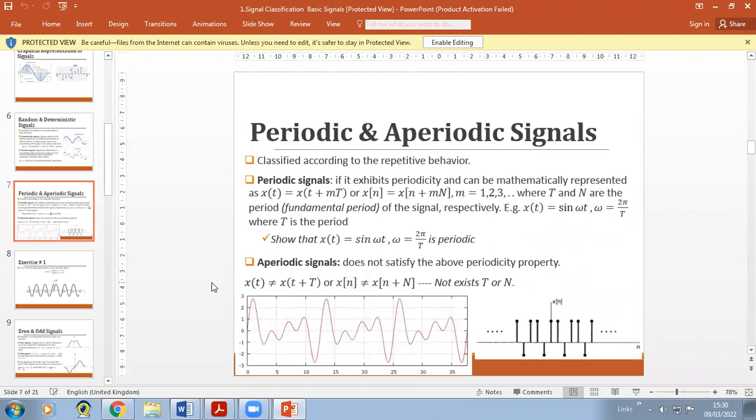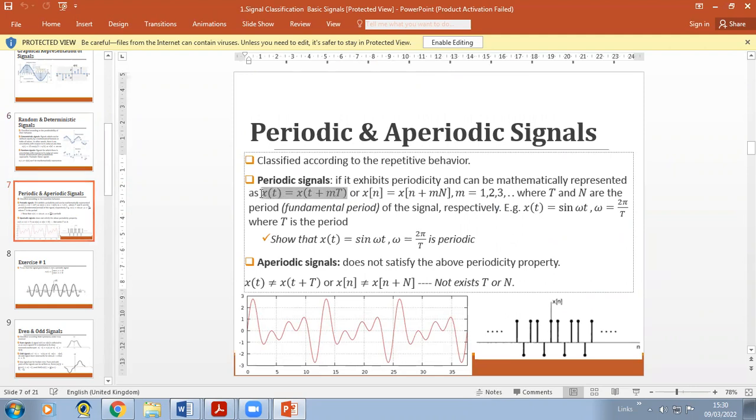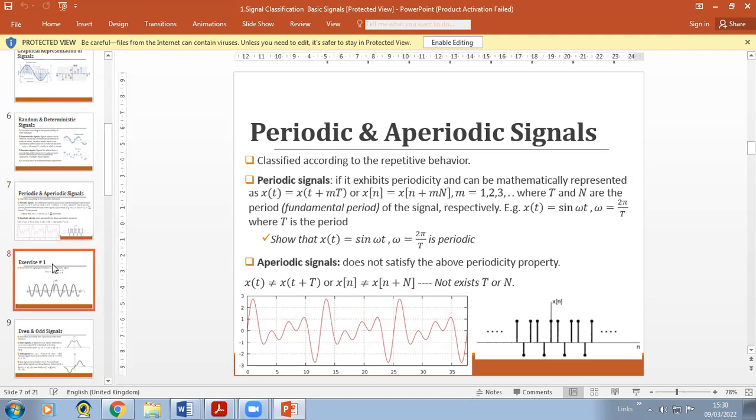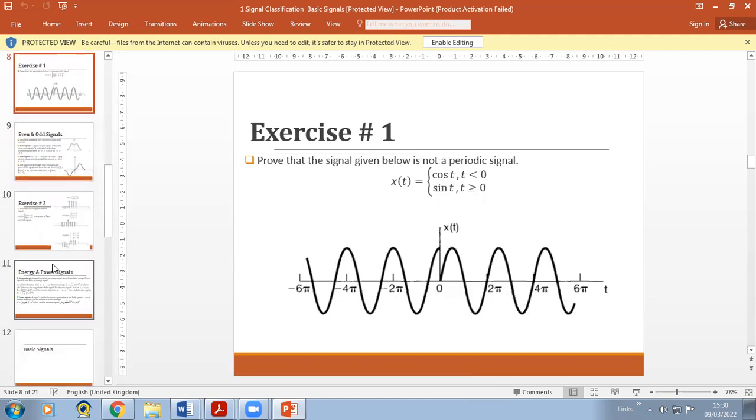Here we have talked about periodic and non-periodic signals, aperiodic signals. We have discussed this property, but at this time you no need to worry about it. This is for discrete time signals. You have to deal with only the continuous time signal condition. Here we have an exercise, please try to do it.